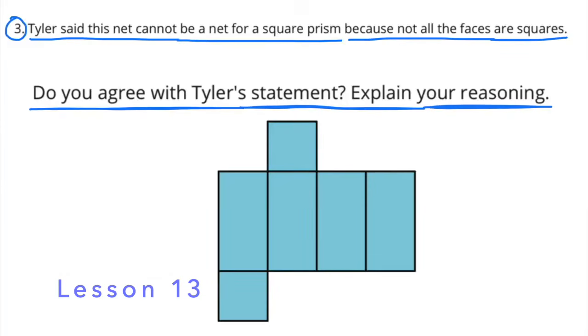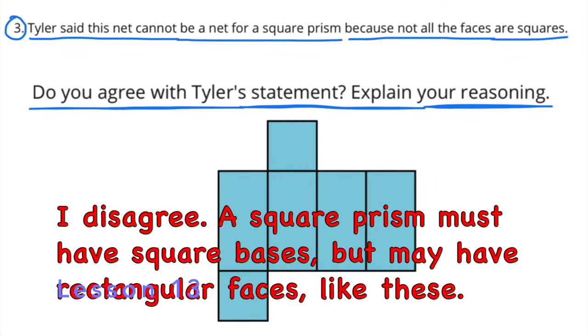Number 3. Tyler said this net cannot be a net for a square prism because not all the faces are squares. Do you agree with Tyler's statement? Explain your reasoning. I think that Tyler must be thinking of a cube. If all the faces were squares, then this net would form a cube. I disagree. A square prism must have square bases, but may have rectangular faces like these.